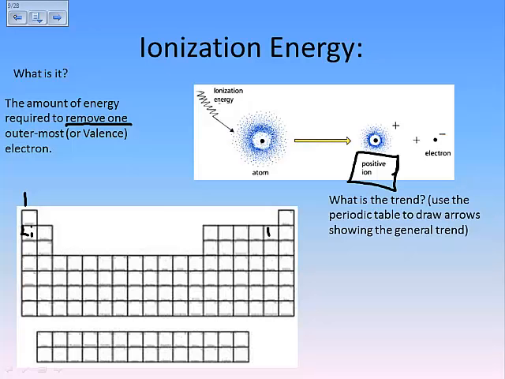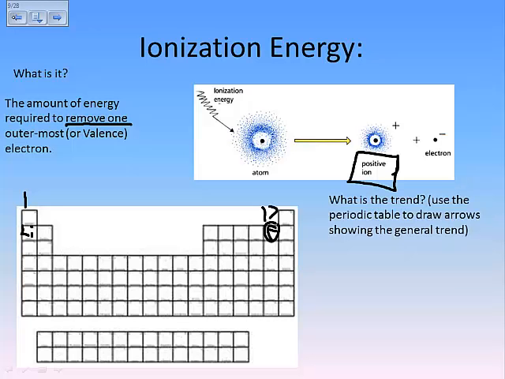Then you have fluorine. It's got 7. It's a group 17 element. It's got 7 valence electrons. It really badly wants to become 8. So fluorine is not going to want to give up any of its electrons because it's almost to where it wants to be. So fluorine is our highest energy electron.